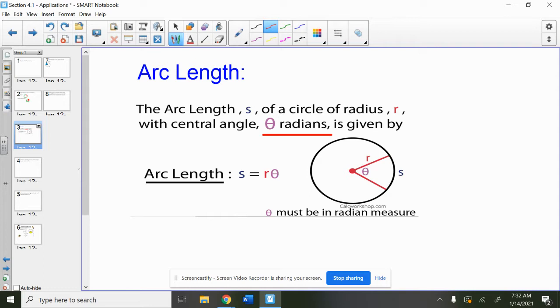So this is the formula that we'll talk about: S equals r theta. That's the big one. S is this arc length here. R in this case is that radius, the distance from the center to your circle. And theta is this radian measurement.